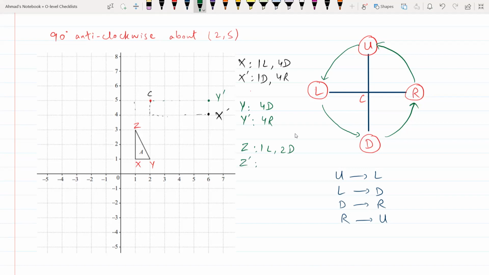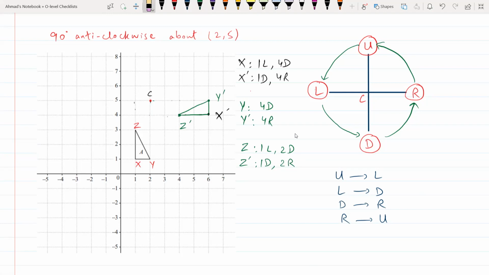Z bar कहाँ चला जाएगा? Left कहाँ चला जाता है anti-clockwise rotation में? Down पे. So that's 1 down. और down कहाँ चला जाता है? Right पे. So that's 2 right. So center से you go 1 down and 2 right. Is center से, and you get this point here. That is your Z bar. That is going to be a rotated figure when you join these points, X bar, Y bar, and Z bar. So that is the rotated figure about this center of rotation.